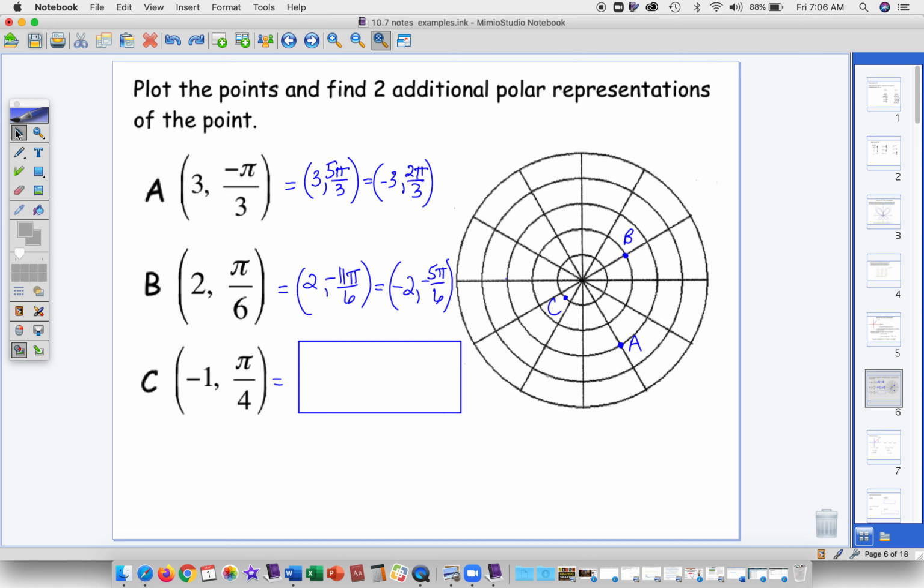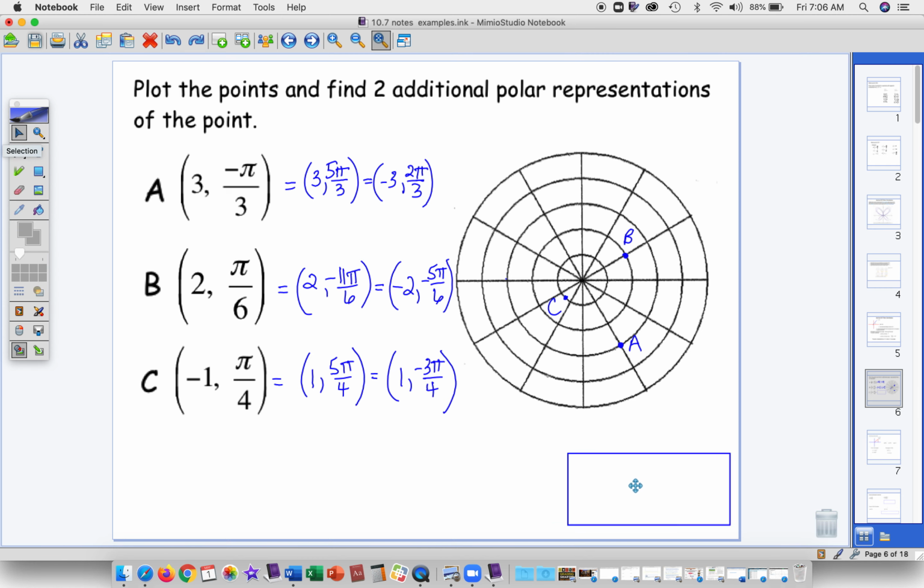Okay, so let's look at the polar representations. I went in the positive direction 1 radius and then rotated in a positive direction, counterclockwise, around to 5 pi over 4. I also went in the positive direction of r and rotated negative 3 pi over 4. So those are 2 possibilities.